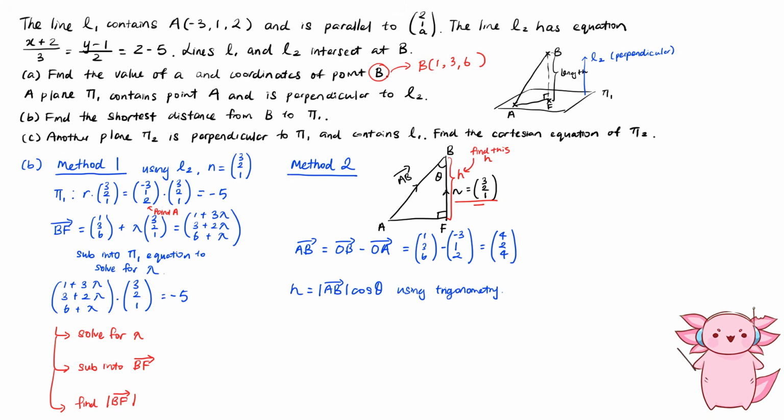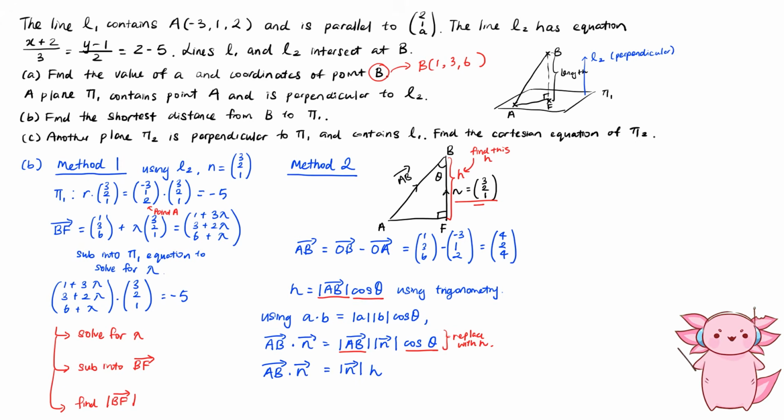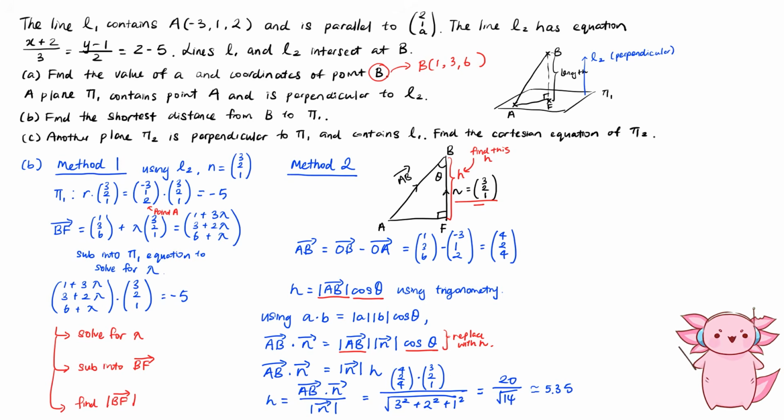So drawing out our right-angled triangle, we have AB and n, and we want to find the height h. Since h is AB cosine theta using trigonometry, using the dot product definition, we can sort of derive the formula, which is the magnitude of AB dot n over the magnitude of n. So working out the dot product and the magnitude, we can get the final answer of 5.35.